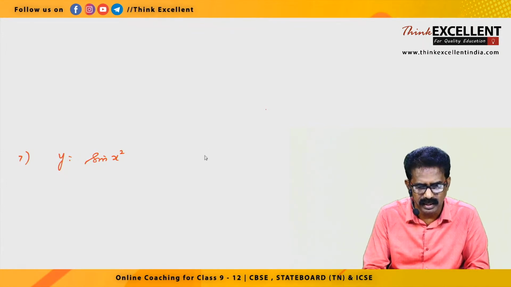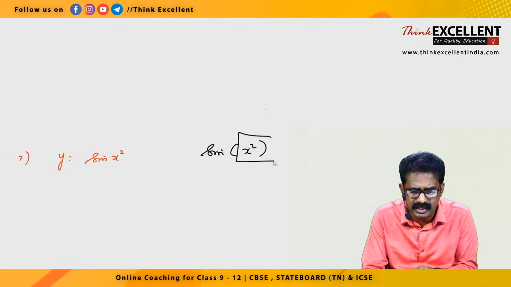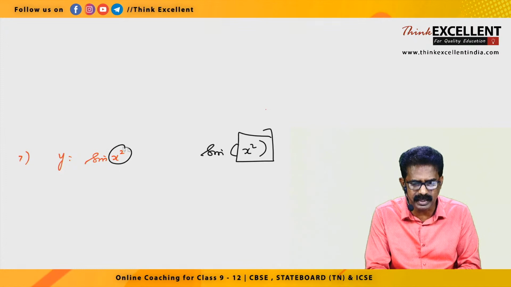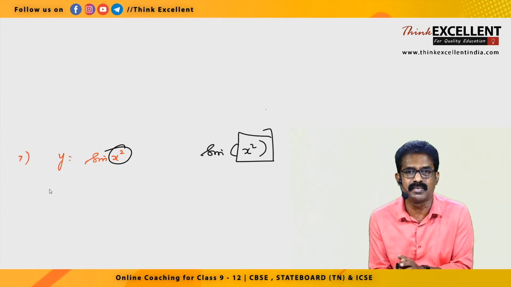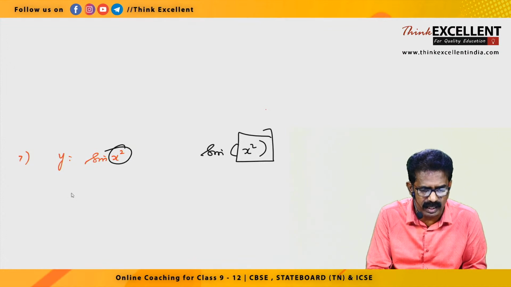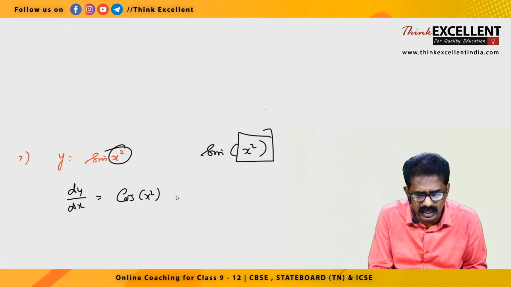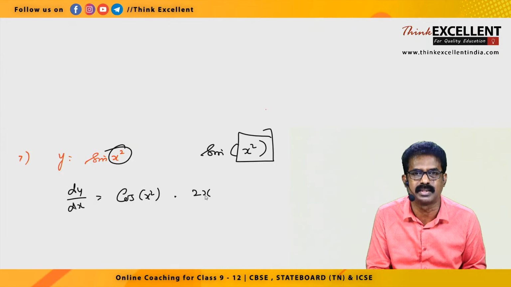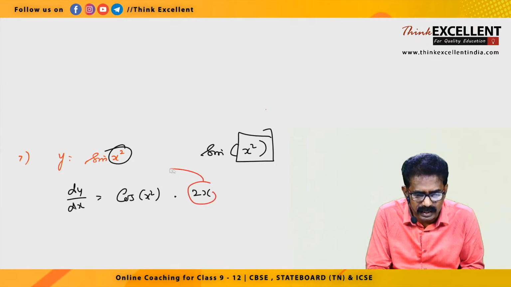This is sin of x square, like this, right? Sin x square. This is of the type sin x, sin x square. So sin x derivative is cos x, right? So you have to write dy by dx is equal to sin x type, sin x derivative cos x. Instead of x, we have x square. So differentiate that, x square derivative is 2x. Always, if you get something like this, 2x, you write it in the front.